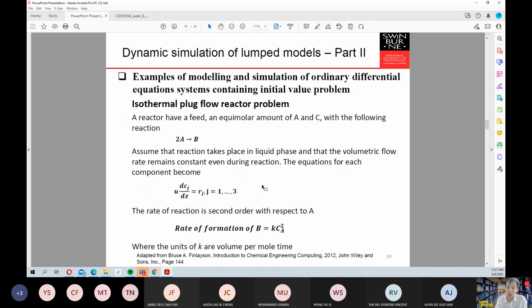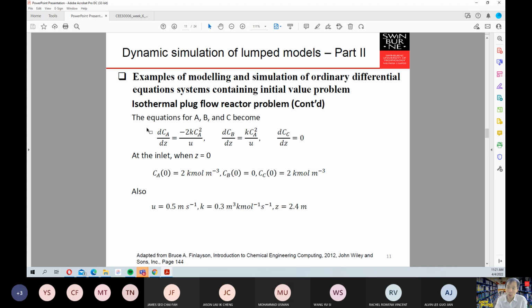So if you go back here again, we have an equivalent amount of A with the following reaction. Okay, assume that the reaction takes place in liquid phase and that the volumetric flow rate remains constant even during reaction. The equations for each component become this. The rate of reaction is second order with respect to A, where the units of k are volume per mole time. Okay, the equations for A, B, and C become these equations in here. At the inlet, when Z equals 0, you have this initial condition, also with these values of the parameters.